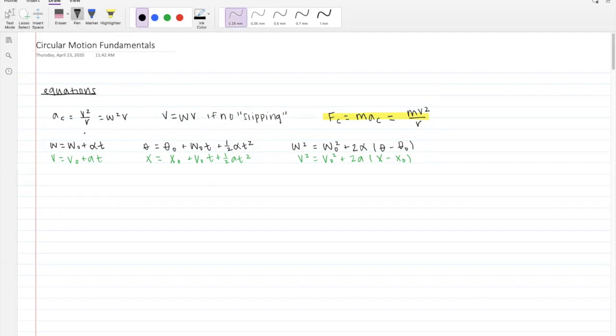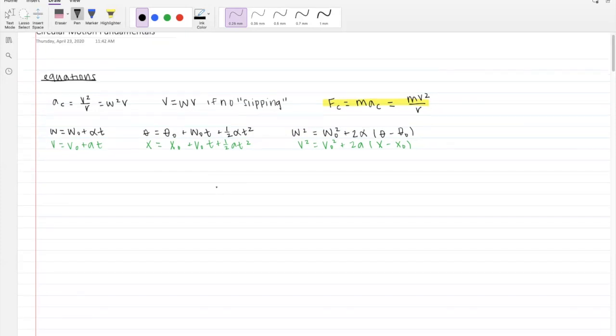I also want to make a comparison between these angular motion quantities shown in black here and the linear motion quantities shown in green right below them. As you can see, the only difference between these relationships is the substitution of linear quantities with angular. So velocity becomes angular velocity, acceleration becomes angular acceleration, and position becomes angular position.